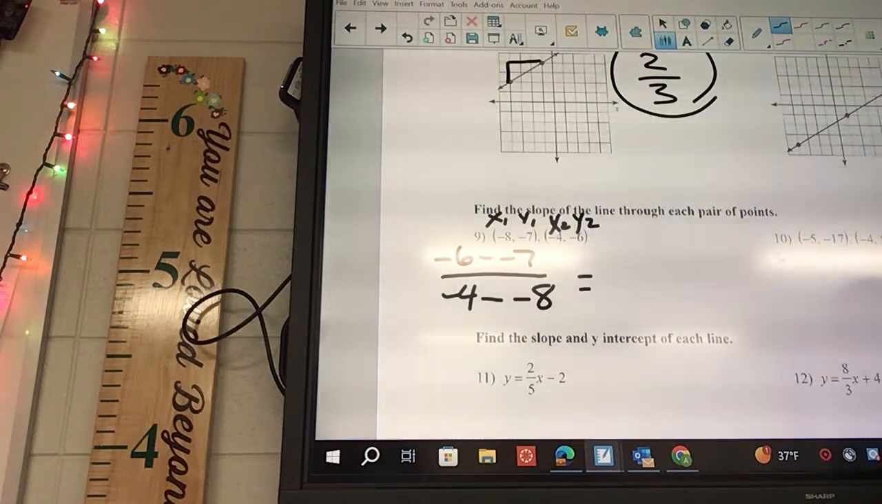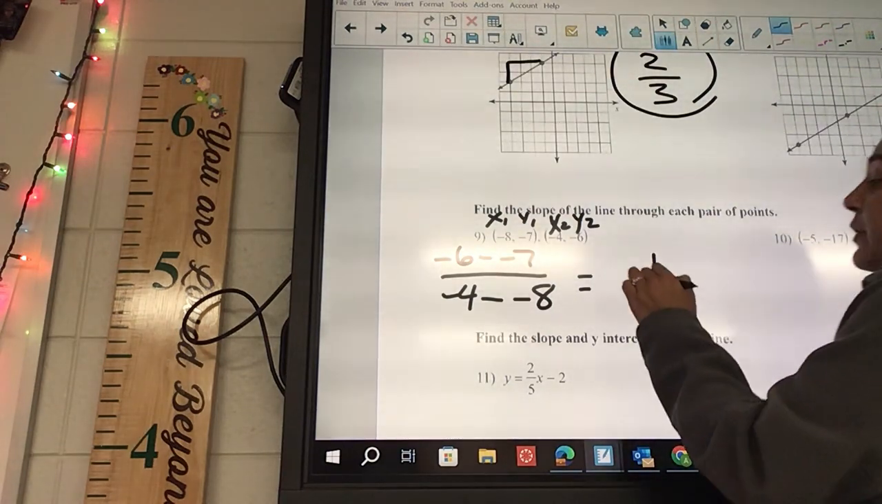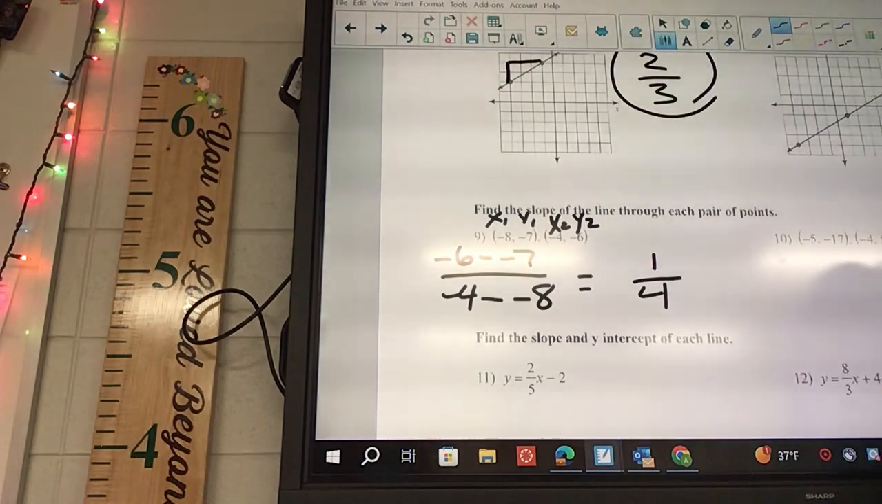One over 4? Somebody agree? Okay, so that's my what? What letter is that? M. M is always our slope, so that's what we use for the m.